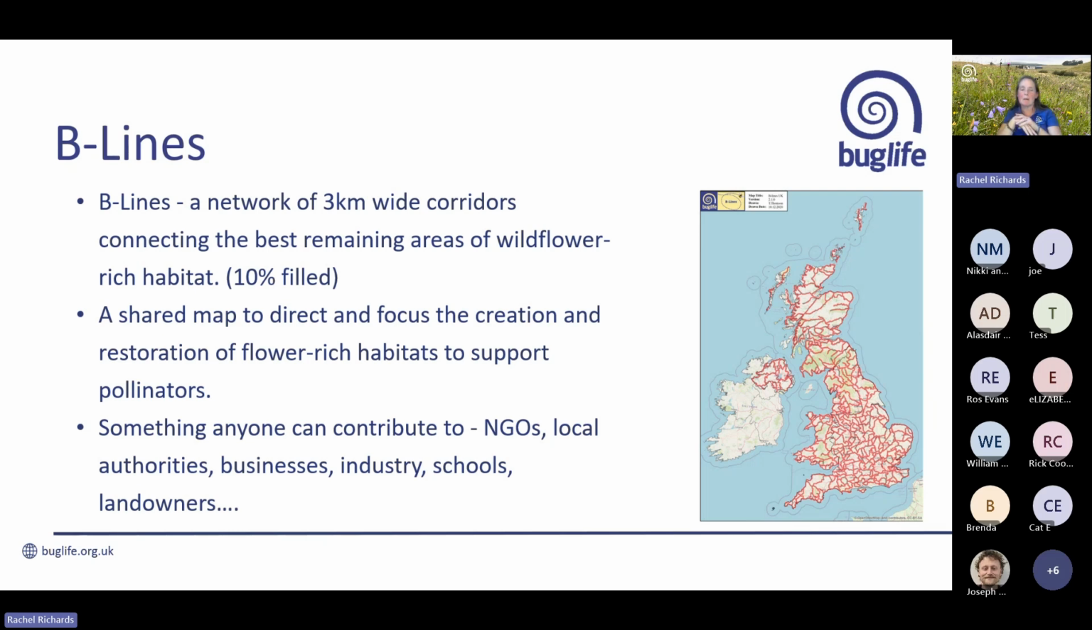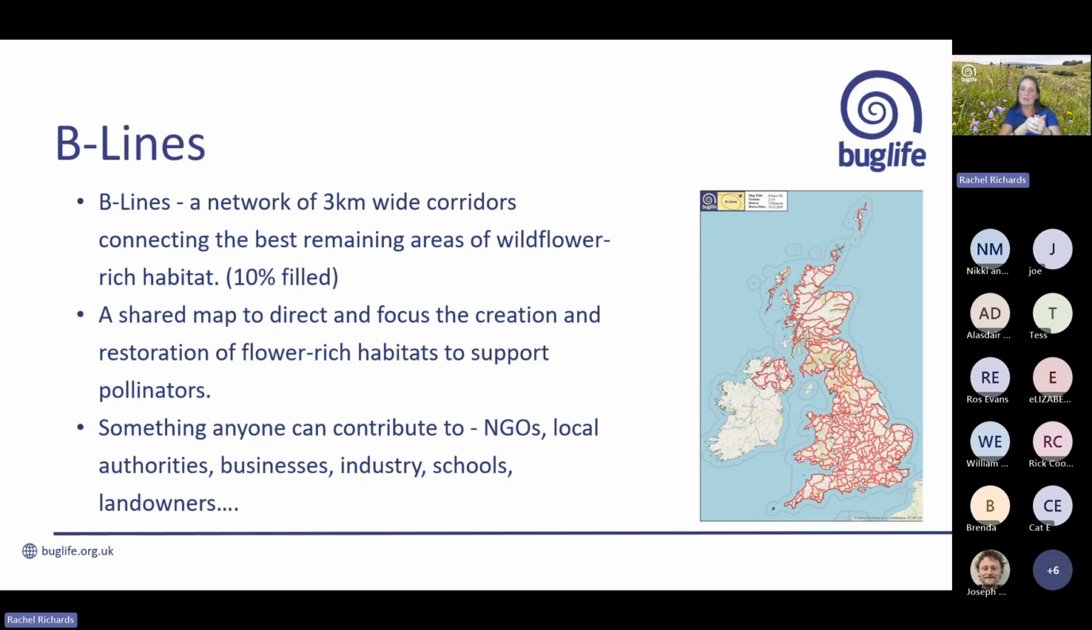I'm just gonna tell you about Beelines now very quickly. So I'm Beelines officer for Buglife. Beelines are basically like insect superhighways that we have mapped right across the UK. They're 3-kilometre wide corridors. The idea being to have stepping stones of flower-rich habitat in those corridors, connecting up the UK. So in each county, there's a roughly north, south, east, west corridor, and it's a way of trying to prioritise habitat for pollinators.